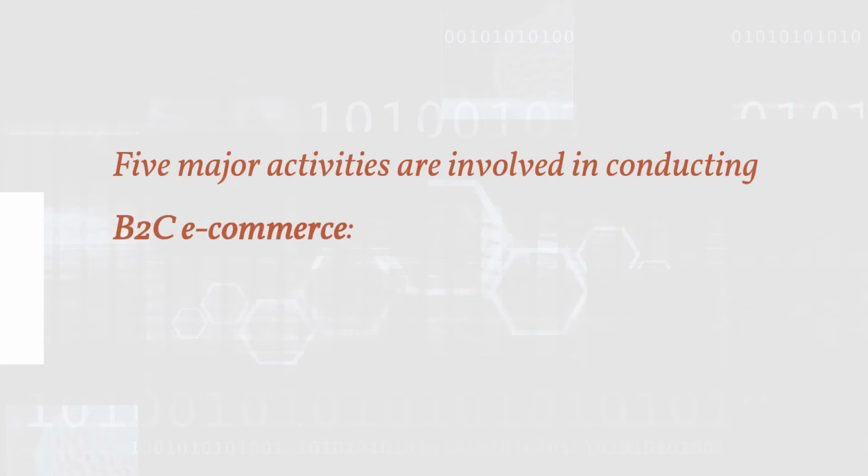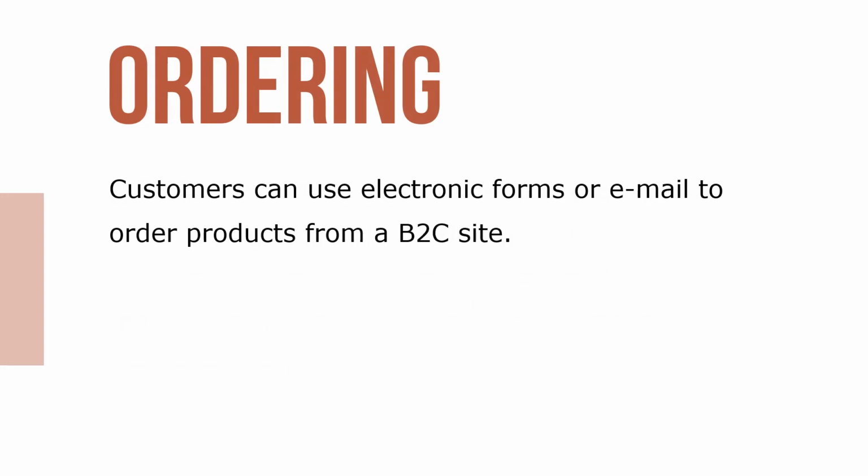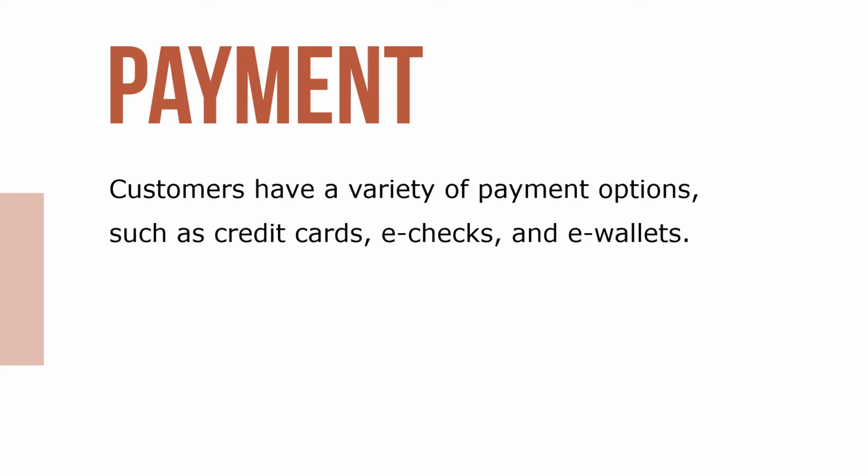Five major activities are involved in conducting B2C e-commerce. Information sharing. A B2C e-commerce company can use a wide variety of methods to share information with its customers, such as company websites, online catalogs, email, online advertisements, video conferencing, message boards, and news groups. Ordering. Customers can use electronic forms or email to order products from the B2C site. Customers have a variety of payment options such as credit cards, e-checks, and e-wallets.